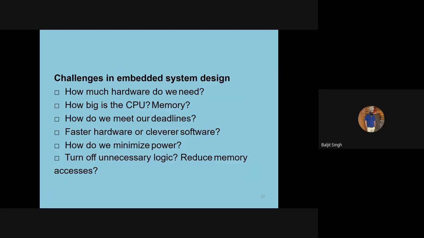Some applications require very hard real-time operation. So in those kinds of systems, using more power will be permissible, but wasting even a few microseconds or milliseconds of time will not be acceptable.